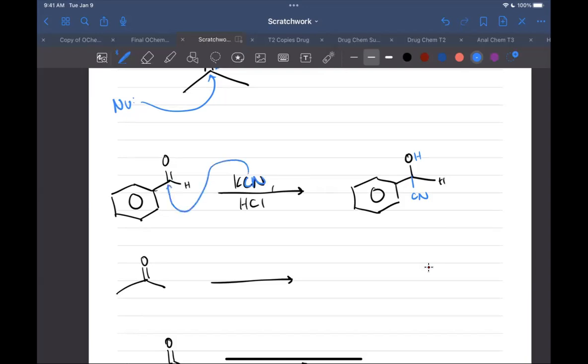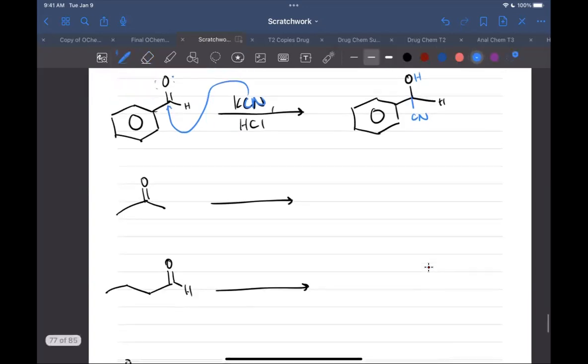attack that. And there's also another step before that where the oxygen grabs that proton. Again, this is just the general reactions. I'm not going over mechanisms. You guys can do that on your own.